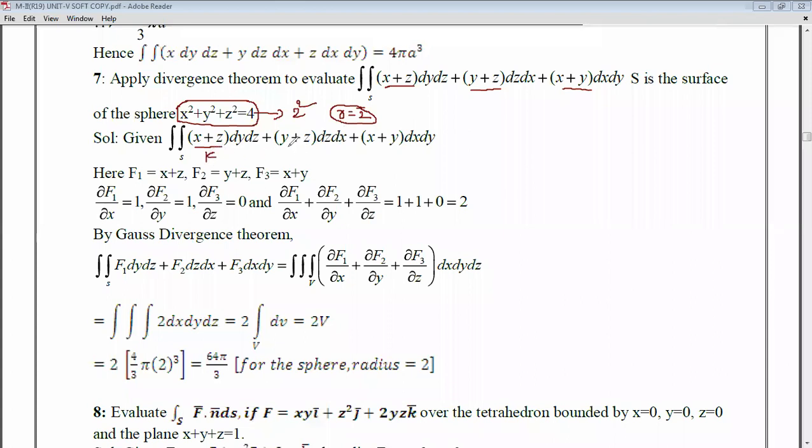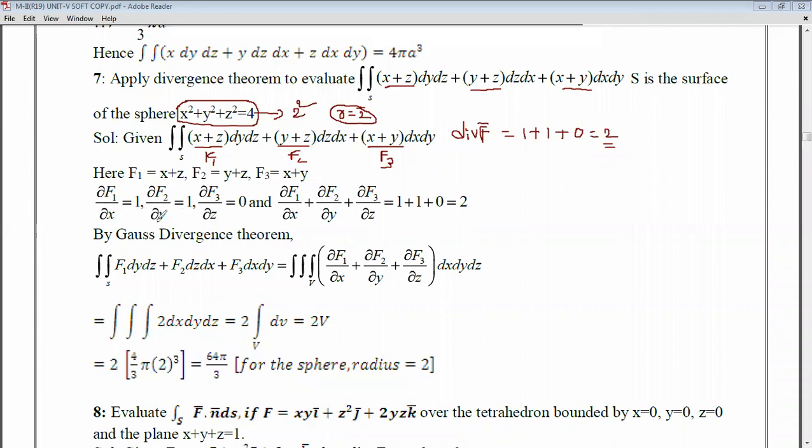So f1 is equal to x plus z, y plus z is nothing but f2, and x plus y is nothing but f3. Now immediately what we need to calculate is the divergence of f bar. So divergence f bar is nothing but ∂/∂x of (x plus z), which is 1, and ∂/∂y of (y plus z), which is also 1, and next ∂/∂z of (x plus y), that is simply 0, because there is no z coefficient. So 1 plus 1 is nothing but 2.